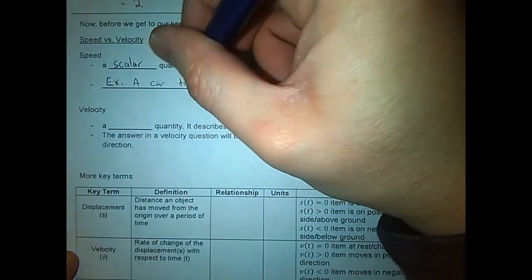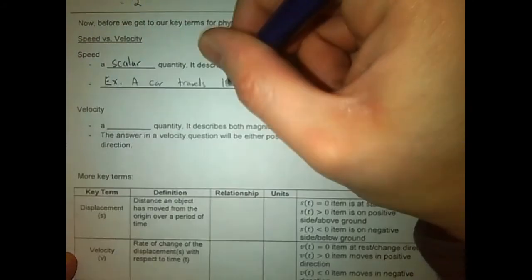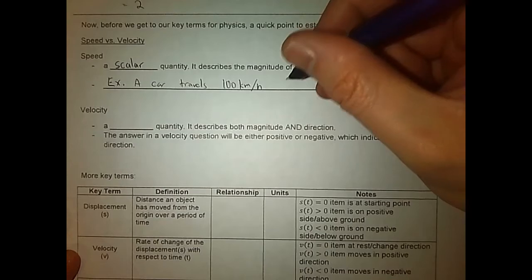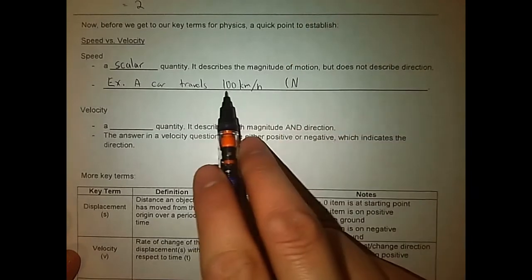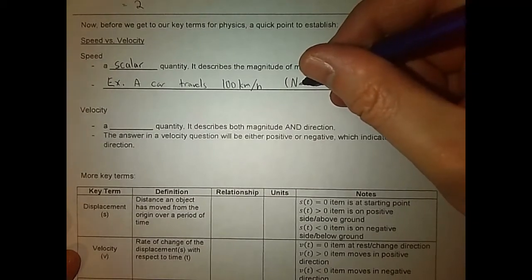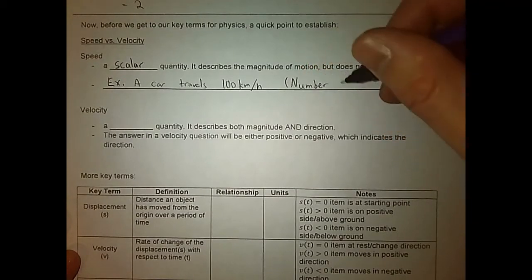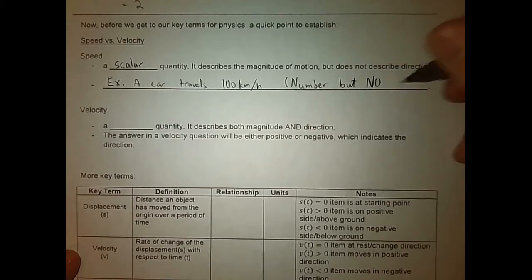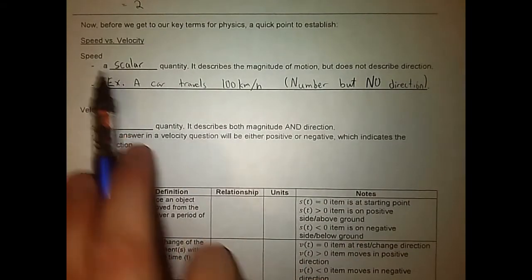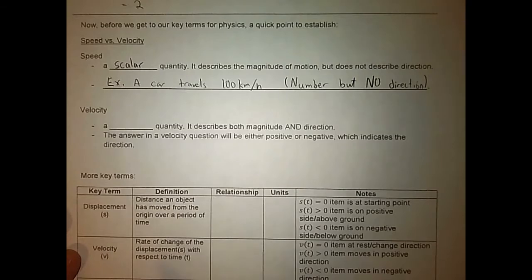So like, as an example here, a car travels 100 kilometers per hour. Notice so there's a number here. The magnitude of motion is 100 kilometers per hour. That's how fast the car is. But there's no direction. We don't know if the car is going north, south, east, west. So we just say it's just their speed. So it's just the number, a scalar quantity.